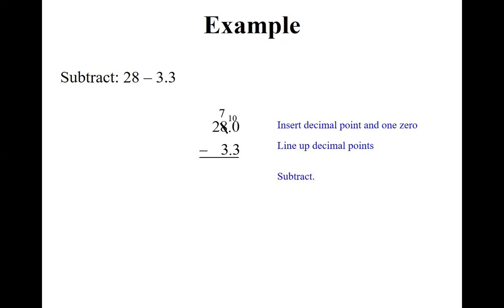10 minus 3 is 7. 7 minus 3 is 4. 2 minus nothing is 2. 24.7. 24 and 7 tenths.